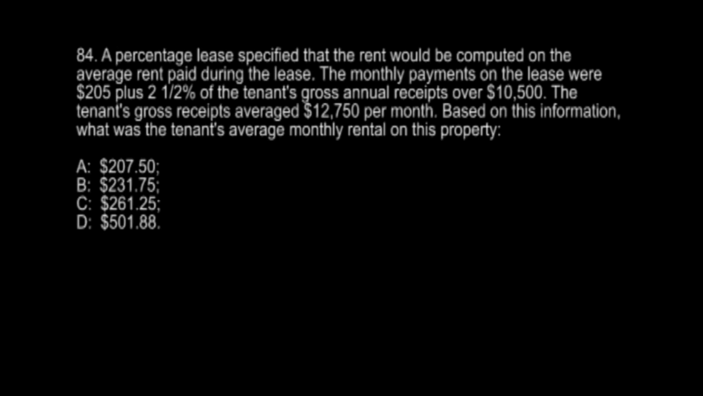84. A percentage lease specified that the rent would be computed on the average rent paid during the lease. The monthly payments on the lease were $205 plus 2.5% of the tenant's gross annual receipts over $10,500. The tenant's gross receipts averaged $12,750 per month. Based on this information, what was the tenant's average monthly rental on this property? A. $207.50, B. $231.75, C. $261.25, D. $501.88.